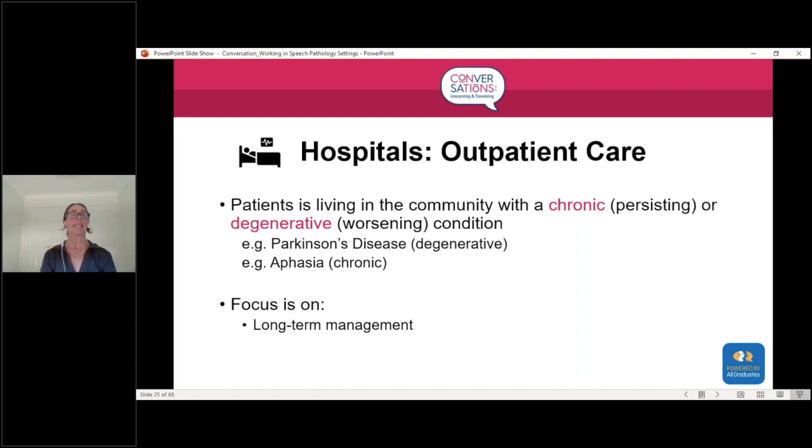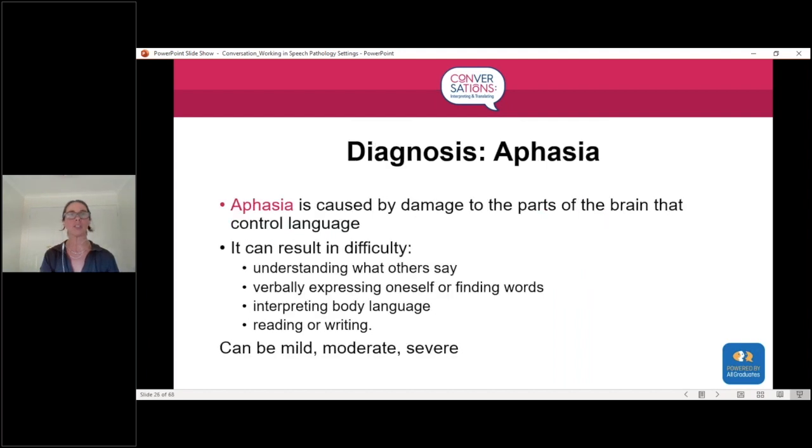So your classic case there is someone who has Parkinson's disease, which is a condition that progressively gets worse. So the person doesn't need to be in hospital all the time, but they need to come in for regular check-ins. Or someone with aphasia, someone who's got impaired language after a stroke, and they want to keep coming back to see their speech pathologist to keep working on their language. And the focus here is on long-term management. Okay, so quite different settings, all within the umbrella of hospitals.